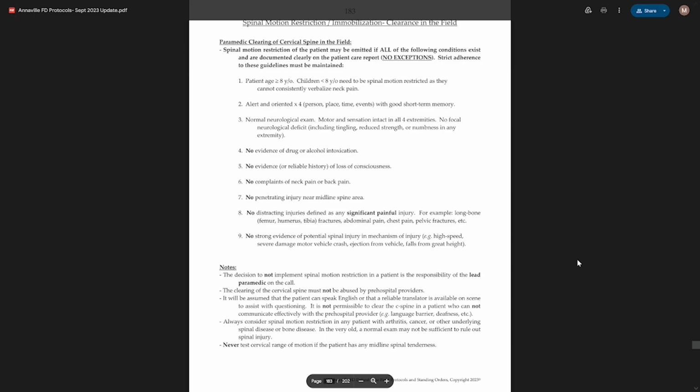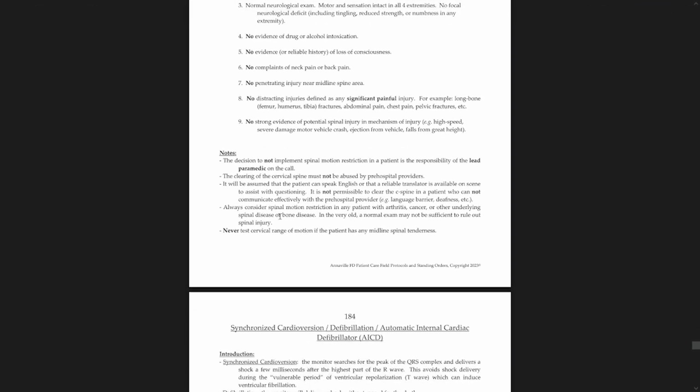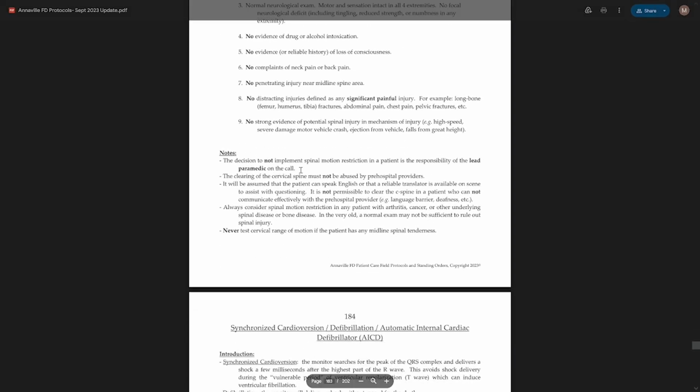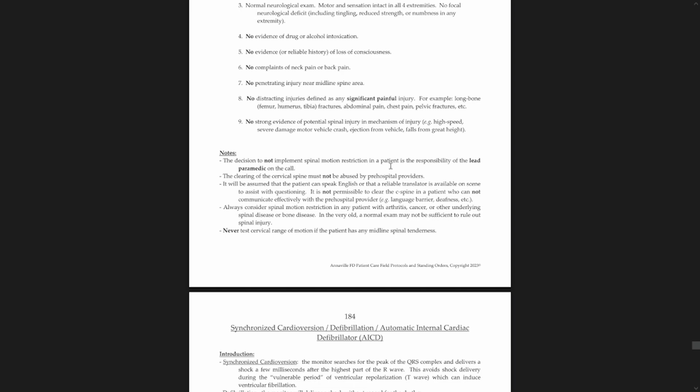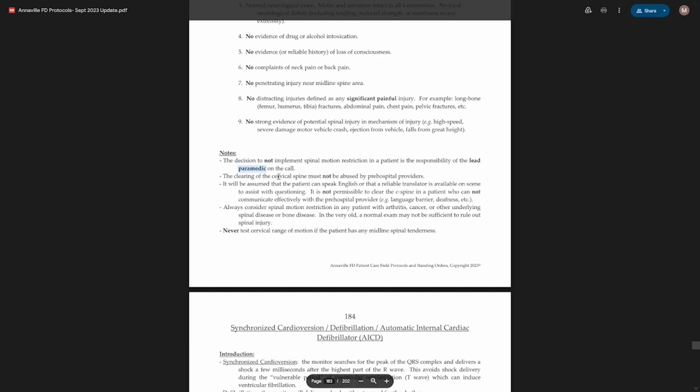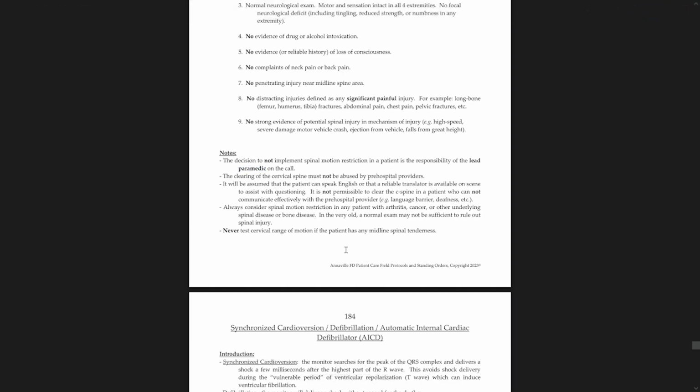For example, long bone fractures, such as the femur, the humerus, or the tibia, abdominal pain, chest pain, and pelvic fractures, etc. No strong evidence of potential spinal injury in the mechanism of injury, such as a high speed, severe damage motor vehicle crash, ejection from the vehicle, and falls from great height. Note, the decision to not implement spinal motion restriction in a patient is the responsibility of the lead paramedic on the call. The clearing of the cervical spine must not be abused by pre-hospital providers.